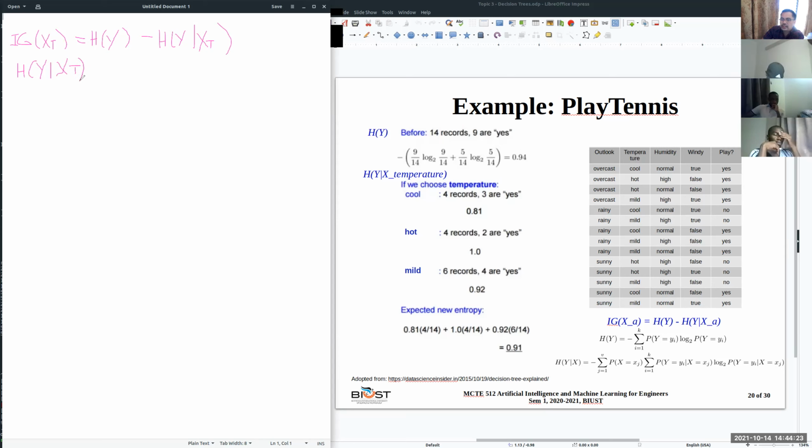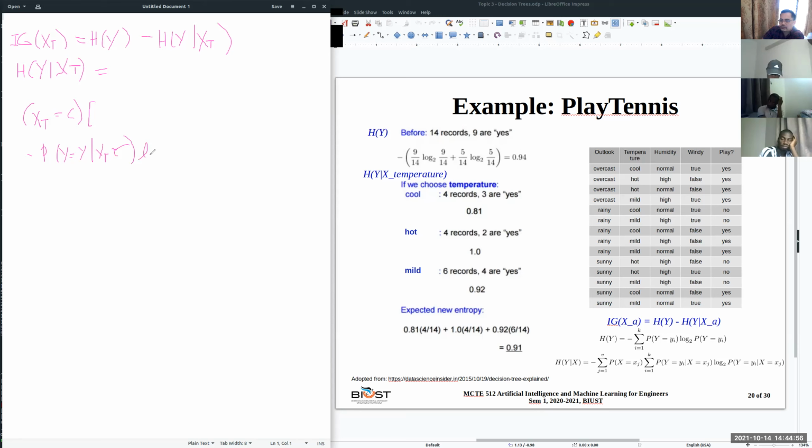So what is this H of Y given attribute of X of the temperature? That is equal to, let's do one by one. So X of temperature equal to cool, multiplied by the negative probability of the Y output being yes and X temperature being cool.